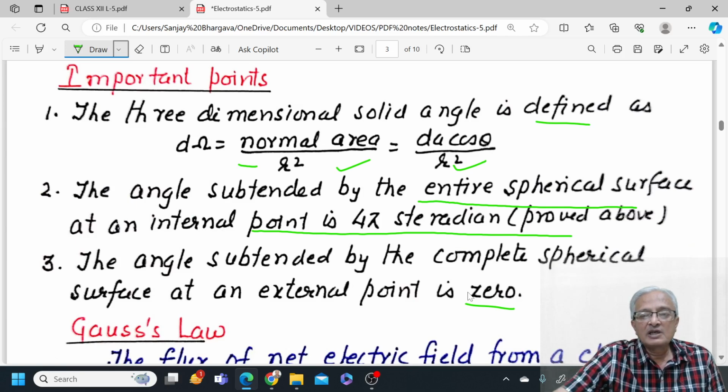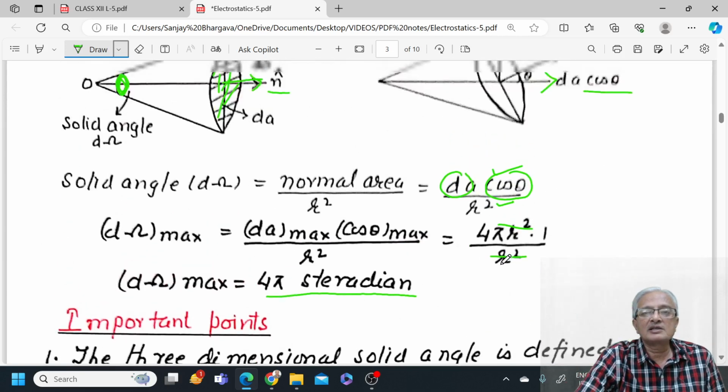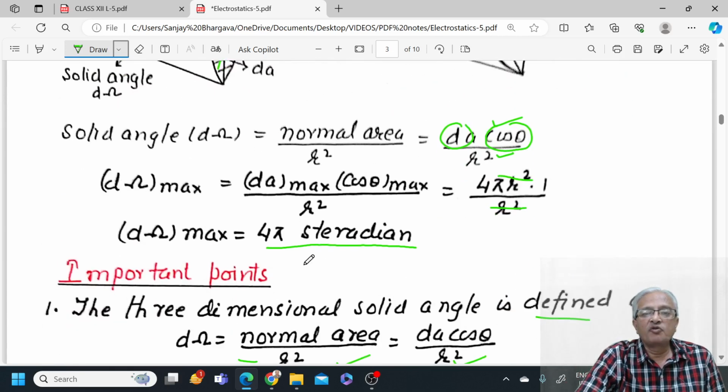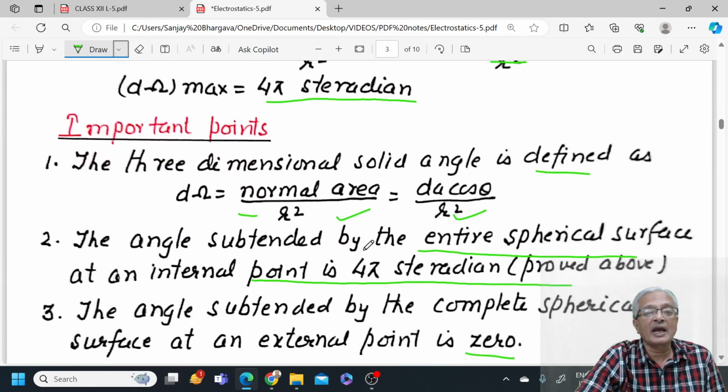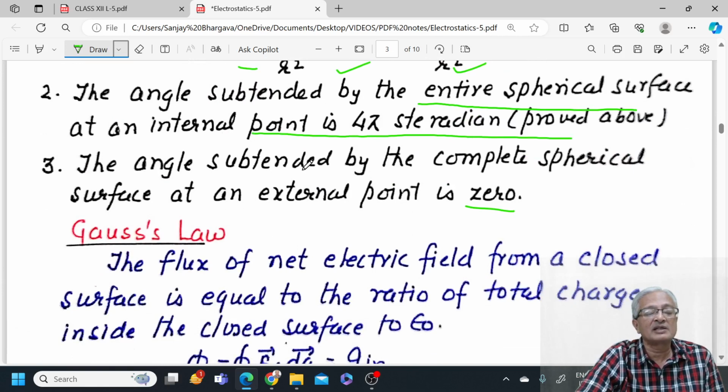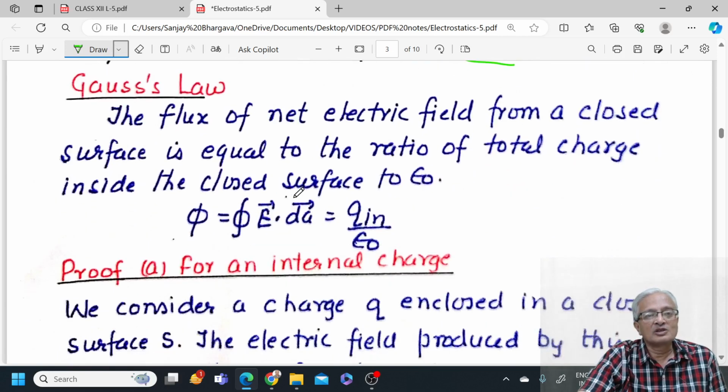So when it comes at an internal point like this, then it comes as 4 pi steradian. But if the point is situated outside the sphere, then the angle subtended by the complete spherical surface at an external point would be 0. These facts would be used to prove Gauss law. Now what is Gauss law?